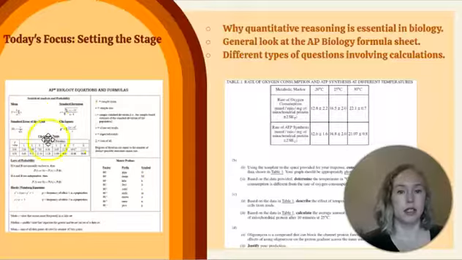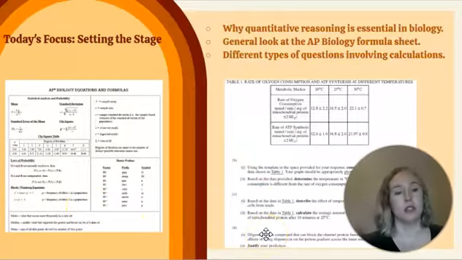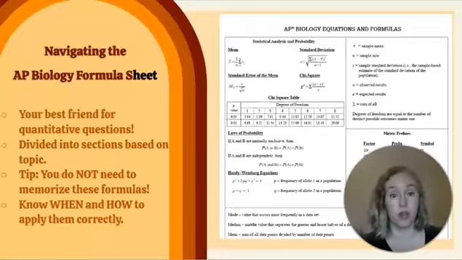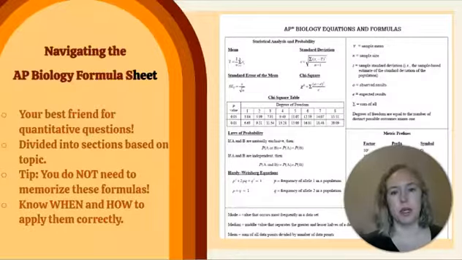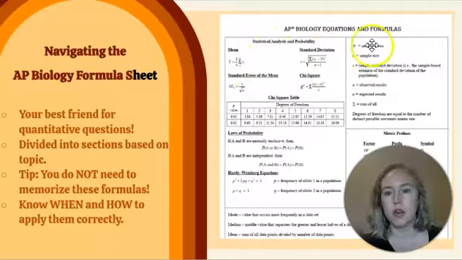Here on the left is the first page of the equation and formula sheet, and on the right is an FRQ that involves a lot of the skills that you need to use the formula sheet for. So first, let's look at the formula sheet. This can be your best friend for quantitative questions if you've used it before and practiced with it. It's divided in sections based on topic. So you can see here at the top, we have statistical analysis and probability. Here are the equations, and then here are the variables that go with those equations.